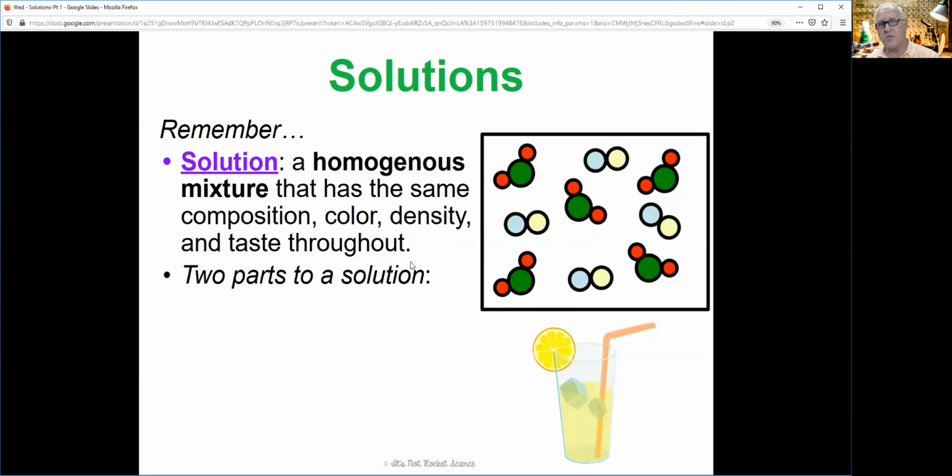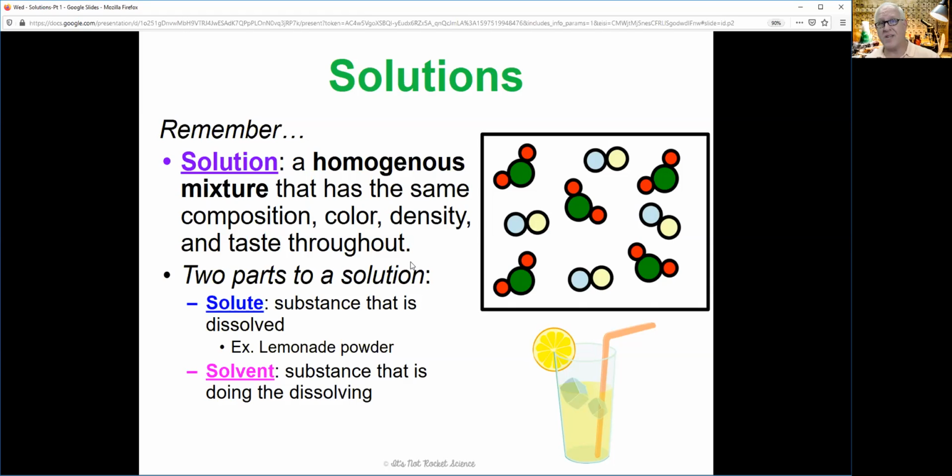There are 2 parts to a solution. The first is the solute. That's the substance that's going to get dissolved. So, for example, if you wanted to make some lemonade and you use lemonade powder or Kool-Aid, or you were using an iced tea powder to make something, that would be the solute. The solvent is the substance that's going to be doing the dissolving, and the solvent is usually a liquid. Together, you add the solute and the solvent, and they become a solution.